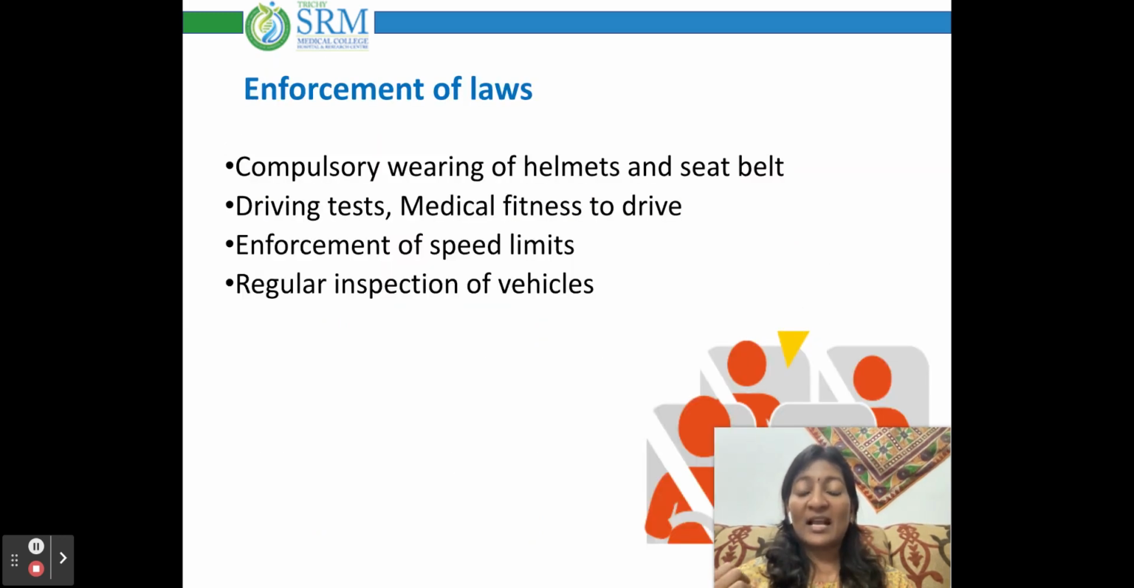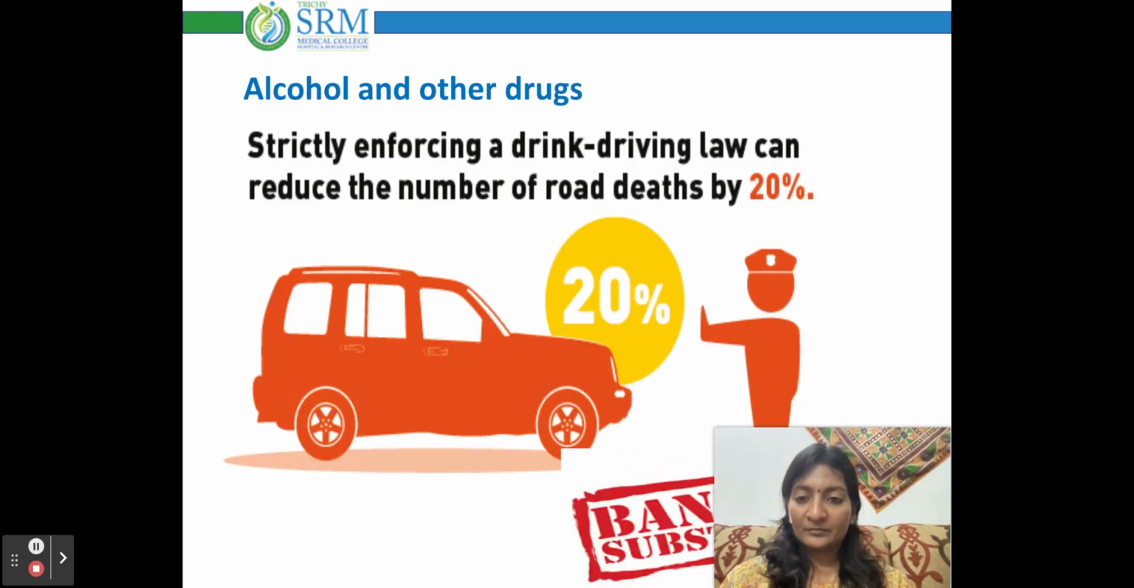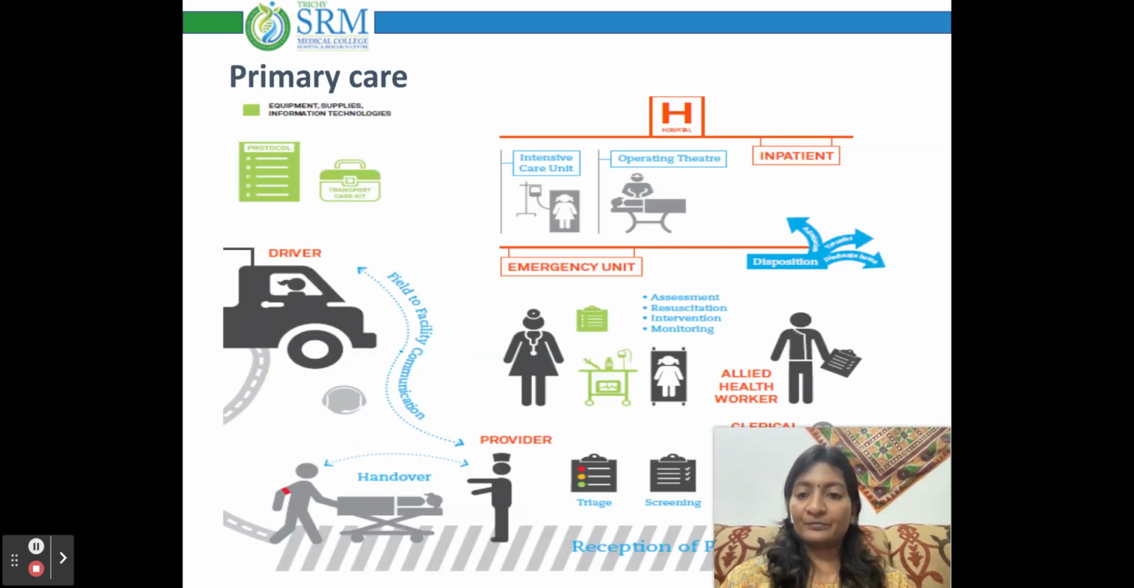And child restraints and enforcement of strict laws are compulsory, including wearing of helmets and seatbelts, driving tests, medical fitness to drive, enforcement of speed limits, and regular inspection of vehicles. And strictly enforcing a drink driving law can reduce the number of road deaths by 20%.